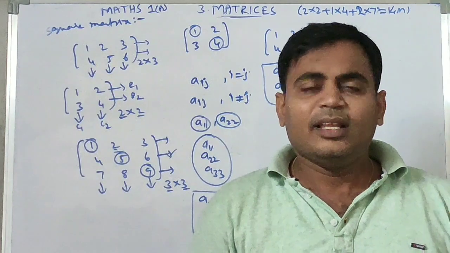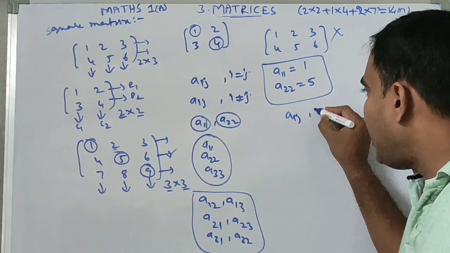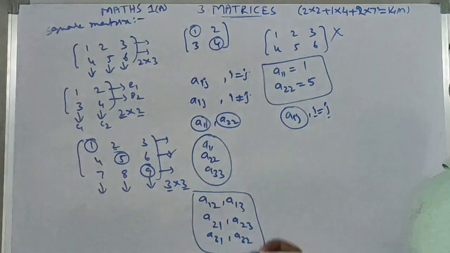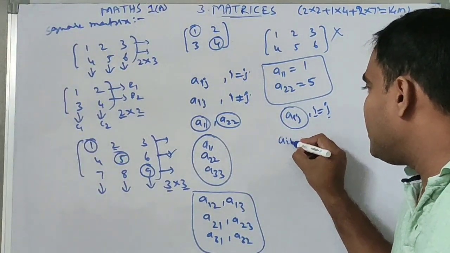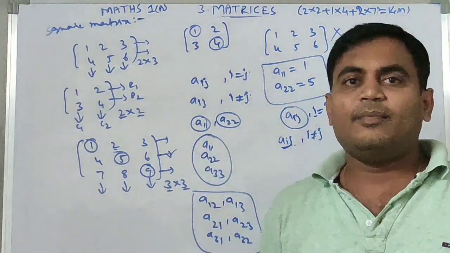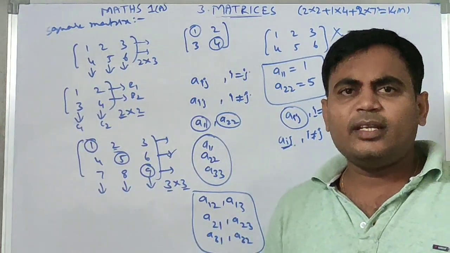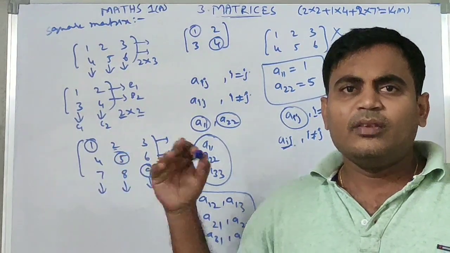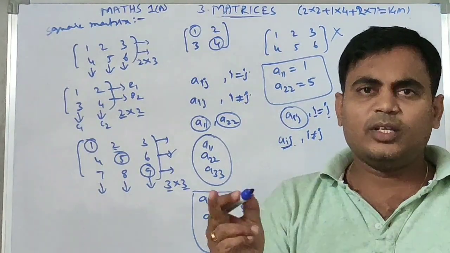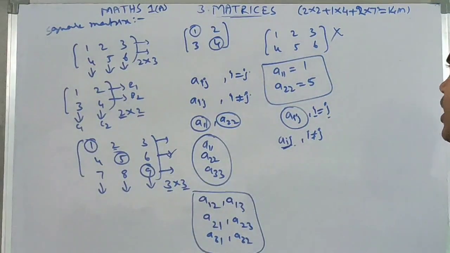What is the principal diagonal? The elements which are in the form of Aij where i equal to j. So these elements are called principal diagonal. Aij where i not equal to j, such elements are called non-diagonal elements. i equal to j, diagonal elements. Example A11, A22, A33, A44, like that. i not equal to j: A12, A13, A14, A21, A23, A24, like that. So these are non-diagonal elements.